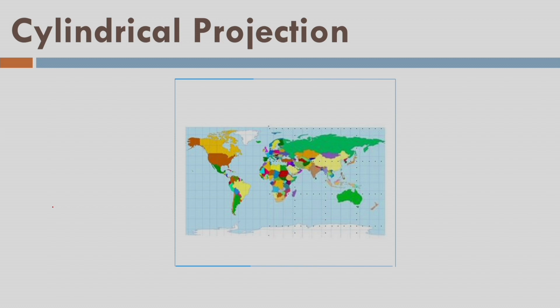Similarly, instead of a cylinder I can also use a cone. Well, in case of a cone, I will cut the cone from its lower edge to the vertex and then I will unfold it. Okay, so let us look at all this in the coming slides.